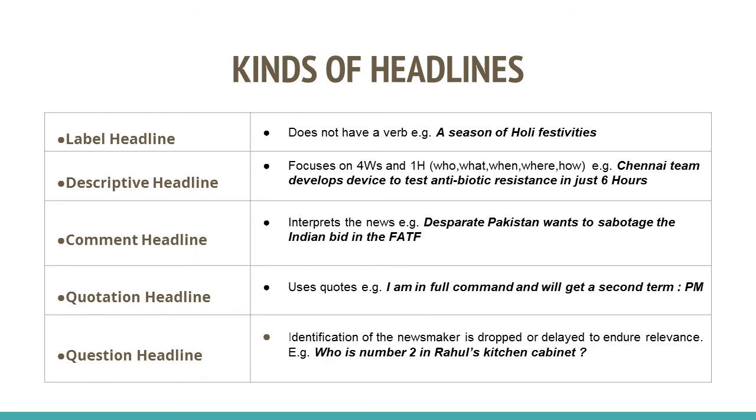Headlines can be classified into various categories based on their structure, context, presentation, and positioning. A label headline does not have a verb. It is a label and is similar to a book title. A descriptive headline is the one which describes the gist of a news story by focusing on answering the 4W and 1H questions, that is who, what, when, where and how. They are also called how-to headlines when they are used for explaining the step-wise process of doing something.